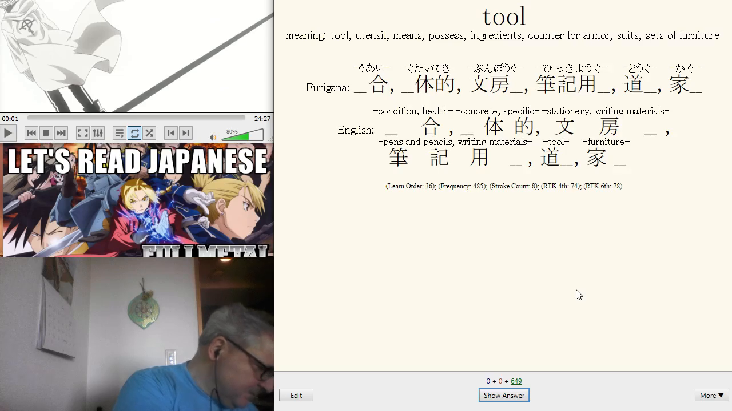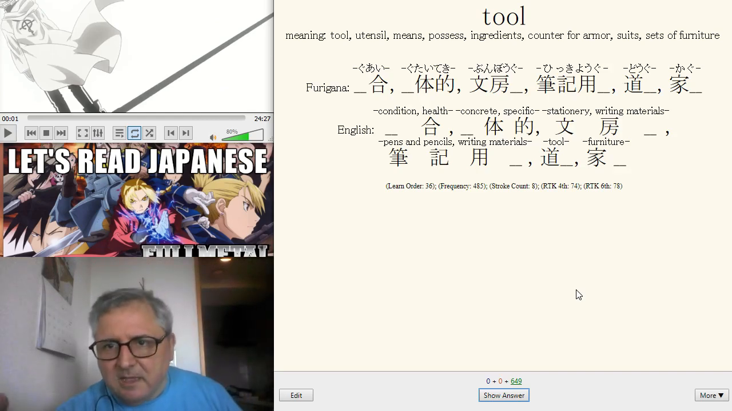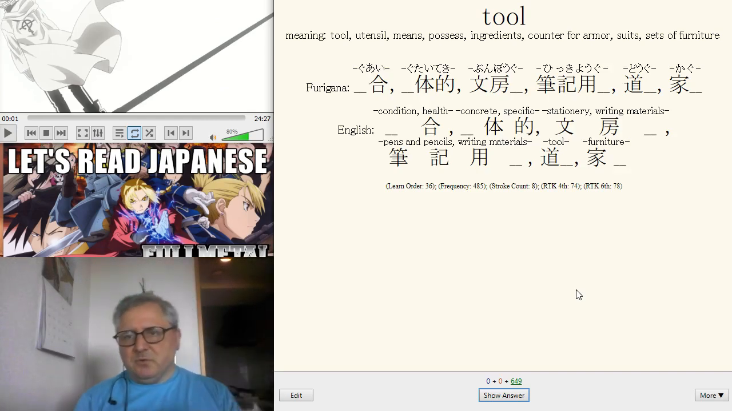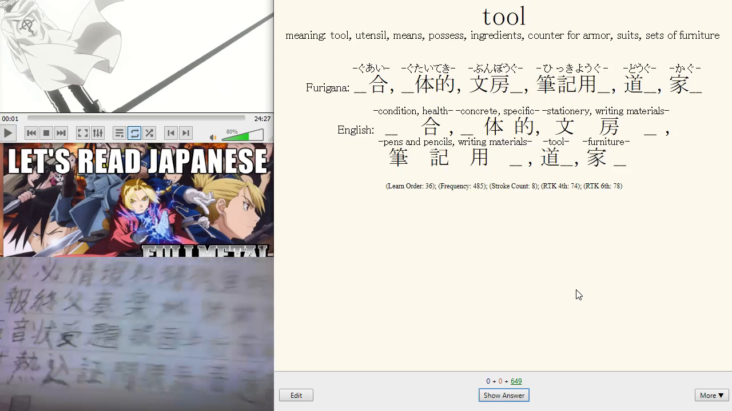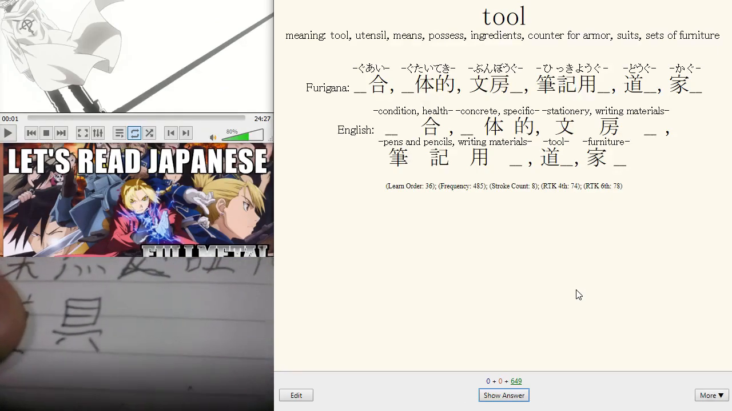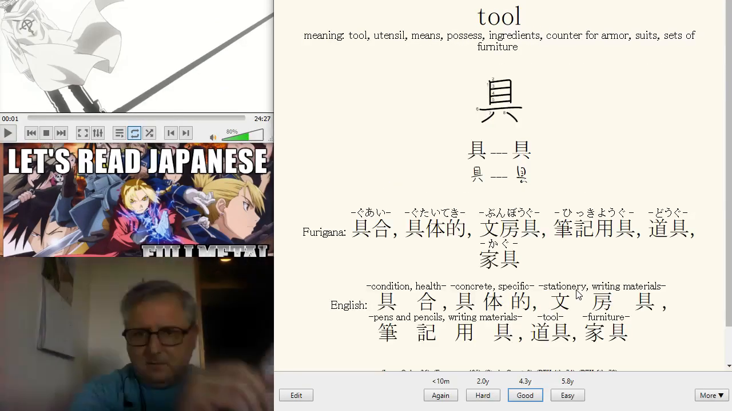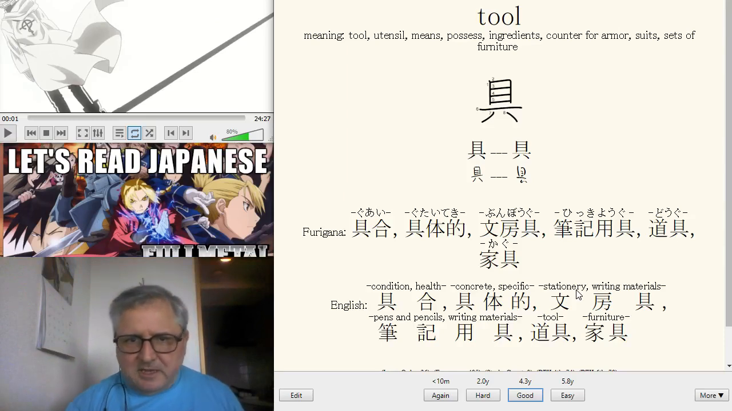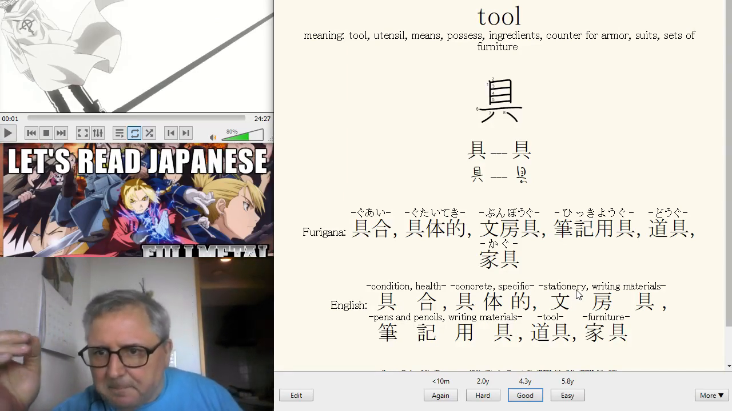Should be this one. Make sure about this. Gu. Yeah, there. Gutaiteki. Dōgu. There we go. Awesome. All right, so we got gu, your condition; gutaiteki, and examples, or hardcore, concrete, specific. Bumbōgu.